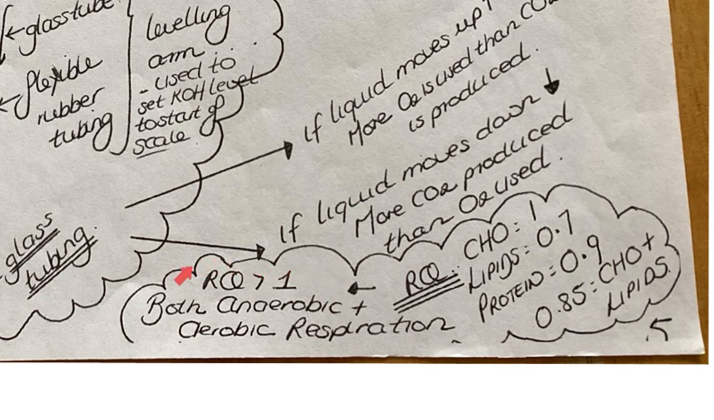If you get an RQ value which is greater than 1, that suggests that both anaerobic and aerobic respiration are occurring at the same time. It does not suggest that the organism is just respiring anaerobically. It suggests that anaerobic and aerobic respiration are happening at the same time.